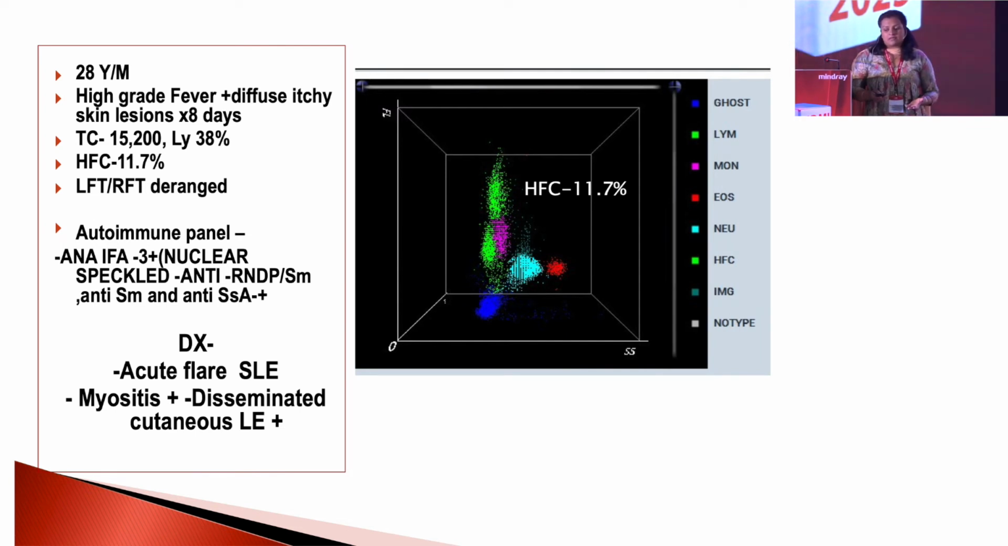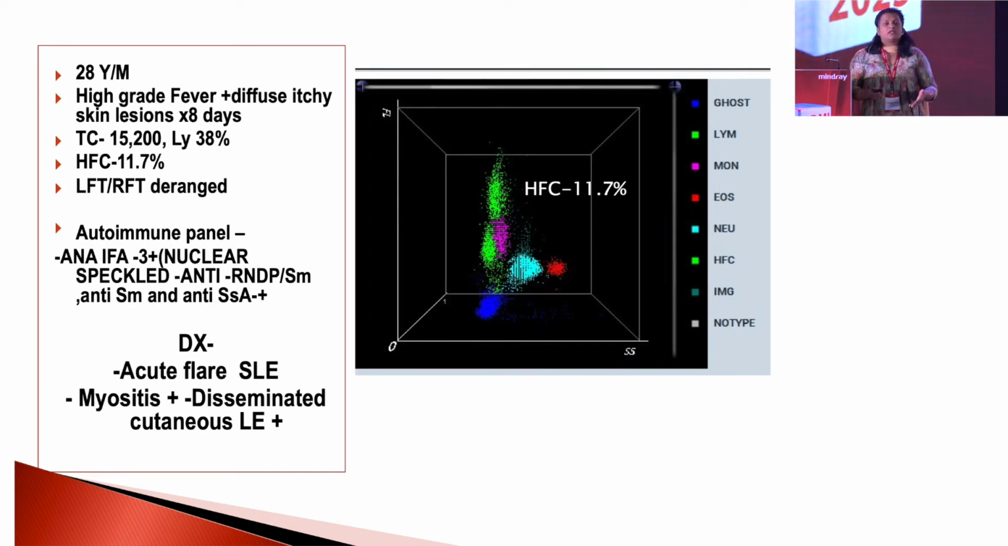with a high HFC of 11.7. So on the first day we told them to please evaluate for dengue and exclude that, and the clinician did perform the dengue testing, and it came negative. We told him to pursue with the sensitive platform, and that also turned out to be negative.